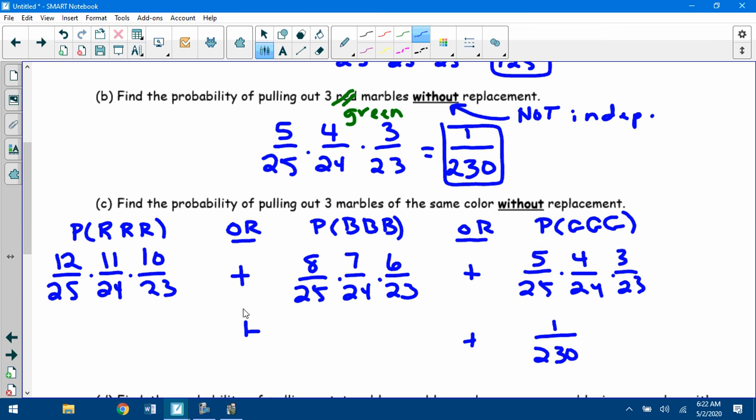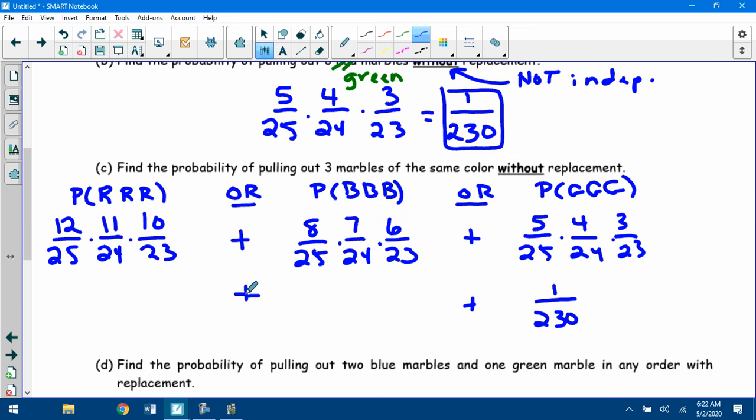And I could type these into my calculator, but just to speed things up for you a little bit, this comes out to be 14 over 575, and this one is 11 out of 115. So when I add those three fractions together, this plus this plus this, I get my final probability of 14 out of 1150.